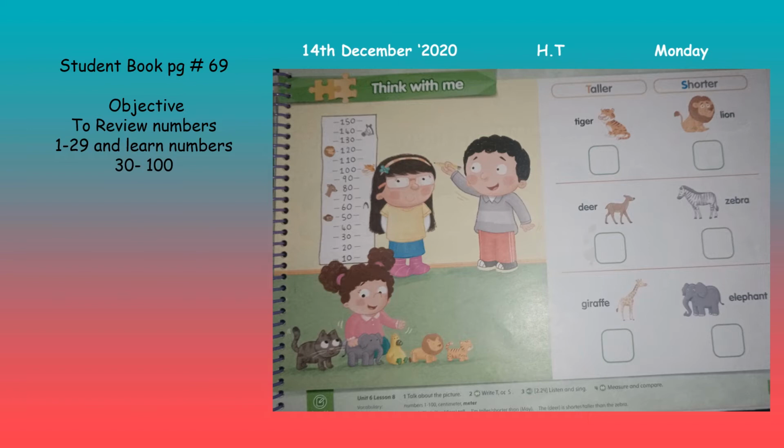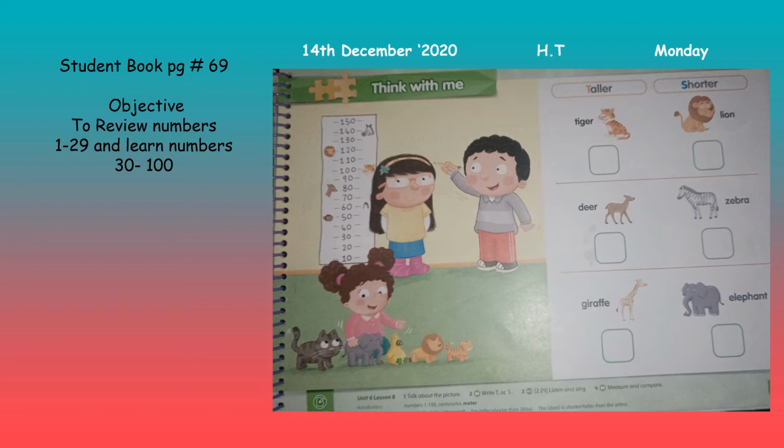On this page, what do you see? There is a picture of Sam, May, and Anna. What are Sam and May doing? They are measuring and comparing each other's height. And what is Anna doing? Yes, you are right. Anna is playing with animal toys. Can you name these animals? Look at the first one. Yes, there is a cat, an elephant, a duck, a lion, and a tiger.